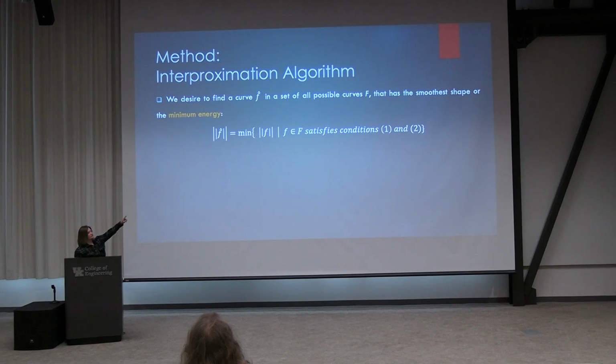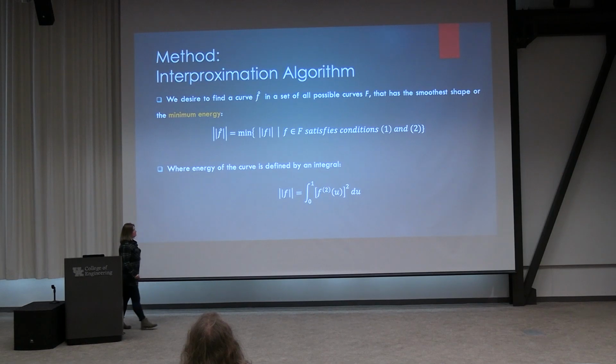But that curve also has to satisfy both of our conditions: interpolate all exact points and approximate all the uncertain regions. And the energy of the curve is defined by the integral of the function of the second derivative squared, and this is the function that we want to minimize.